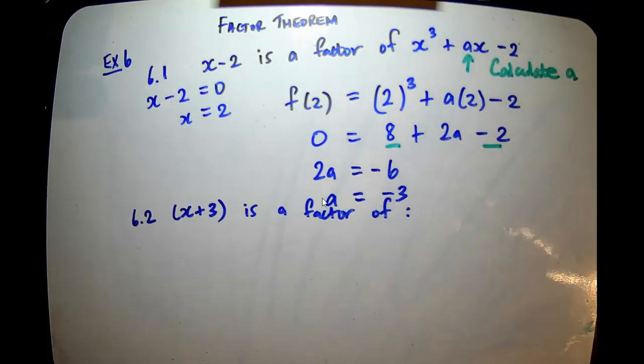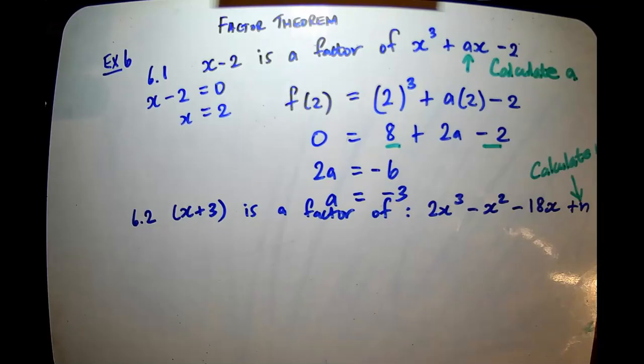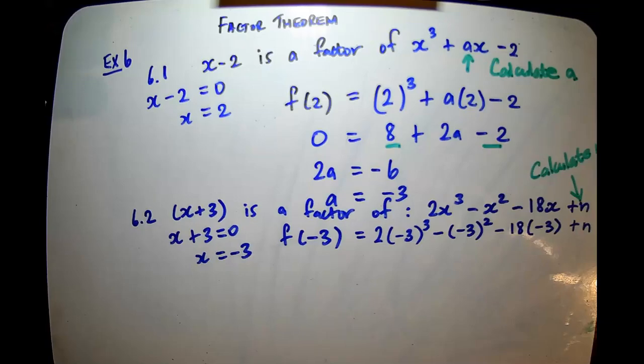6.2. X plus 3 is a factor of the expression. So we need to solve what is x. Okay, so they want us to calculate n in this example, and we can find the value of x. So x is minus 3. Substituting minus 3 into the equation, we then get n. And for each one, we can work out each term using our calculator. Don't forget, we're going to let it equal 0 because the question said that x plus 3 is a factor. So if it's a factor, we let it equal 0.